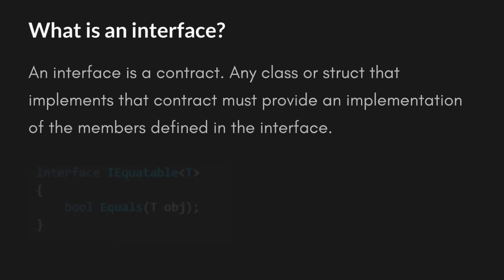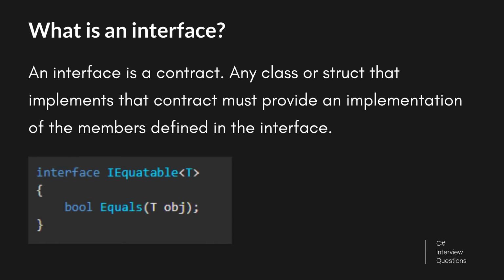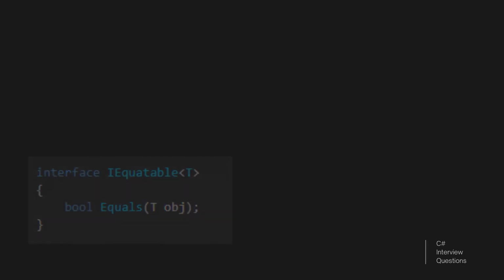What is an interface? An interface is a contract. Any class or struct that implements that contract must provide an implementation of the members defined in that interface.